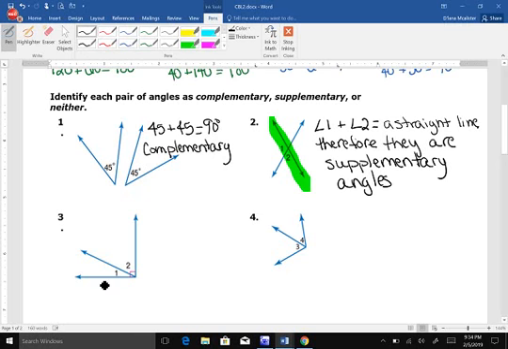Let's take a look at example number 3. And the same kind of situation occurs for example 3. If you notice, angle 1 and angle 2 create a right angle indicated by this little box right here. This means that they are 90-degree angles. Therefore, they are complementary angles.